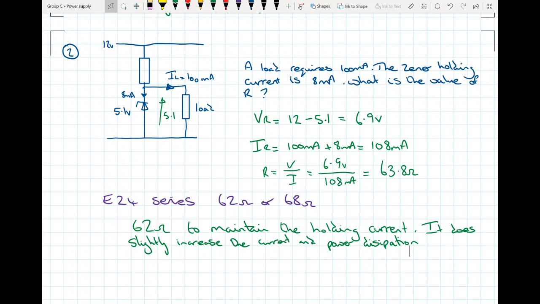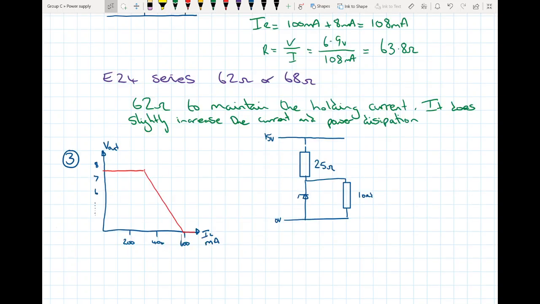Okay, right, let's go on to a third quick example. In this third example, we've been given a graph that shows our current through our load against V out across our load, with a 25 ohm resistor. The first thing I want to do is work out what the Zener diode voltage is. We get that from the graph. Looking at our graph, our Zener diode, until we try to draw too much current, maintains a nice and healthy steady 7.5 volts.